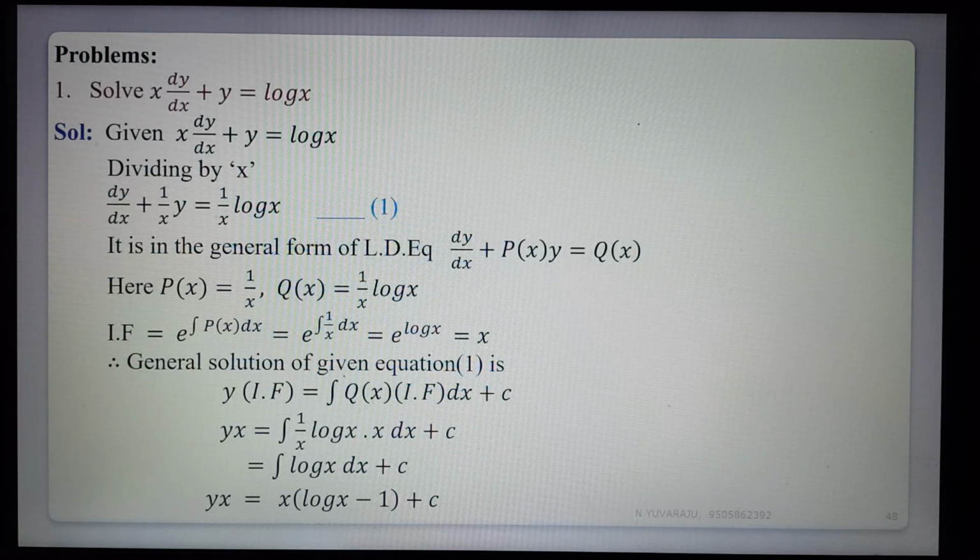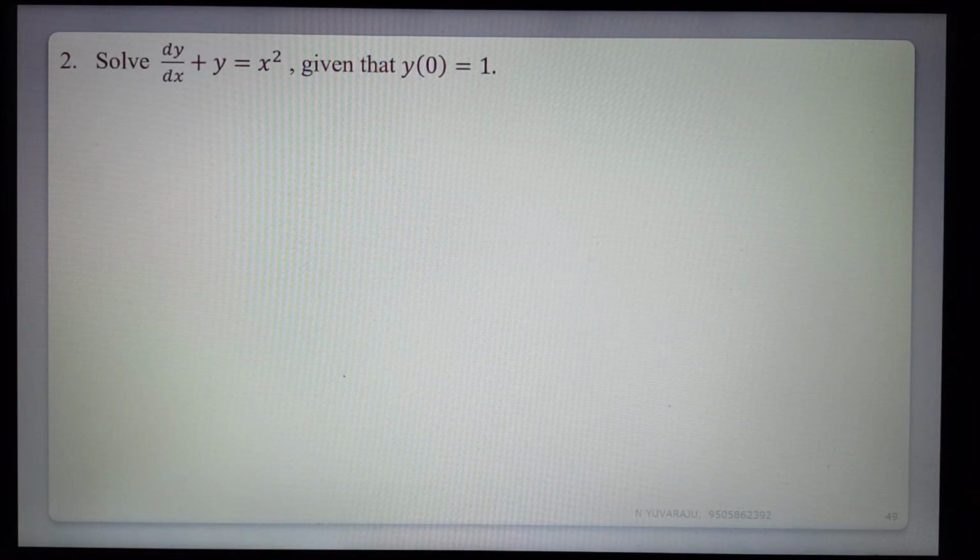Okay, understood? Yeah, see the next example. Solve dy by dx plus y is equal to x square, given that y of 0 is equal to 1. First finding the general solution, next using this initial condition we have to find the particular solution, that is, find the constant value.